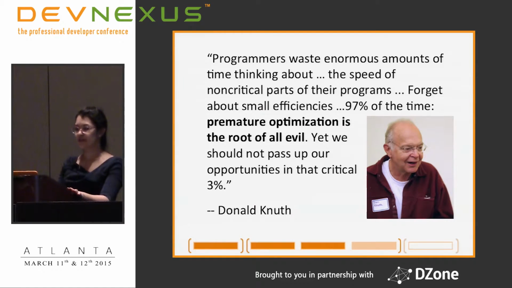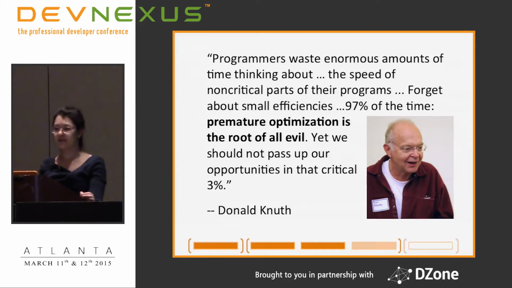He says that programmers waste enormous amounts of time thinking about the speed of non-critical parts of their program. We should forget about small efficiencies 97% of the time, as premature optimization is the root of all evil. Yet we should not pass up our opportunities in that critical 3%. Often, even the most seasoned programmers can't quite predict where the bottleneck will be. So jumping on to optimizing your part of the system doesn't really make sense because it may not be the bottleneck. The time you spend there is time that didn't really help anyone.